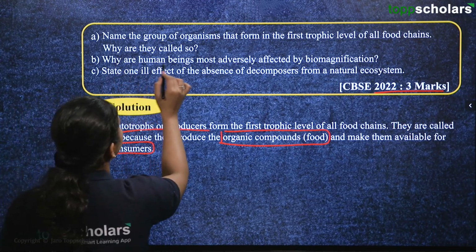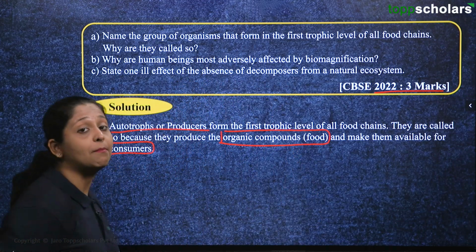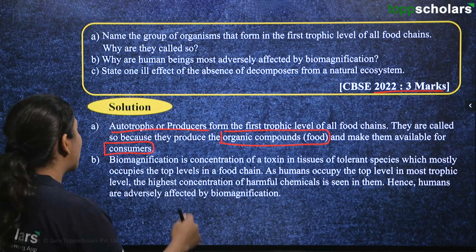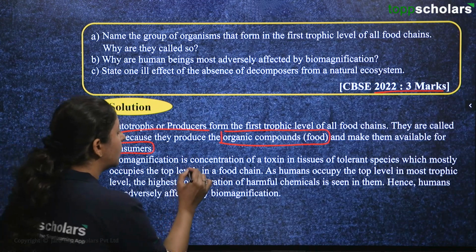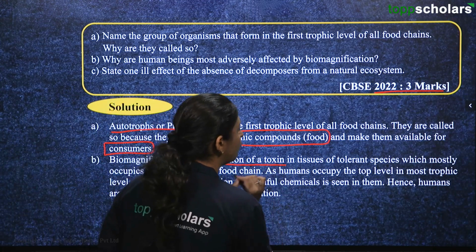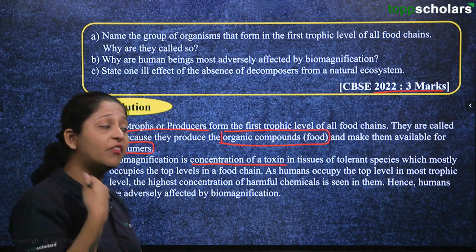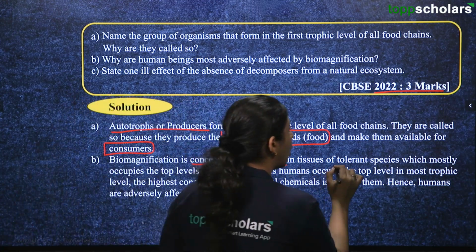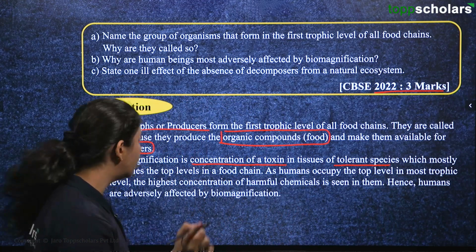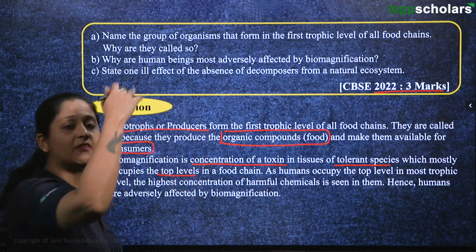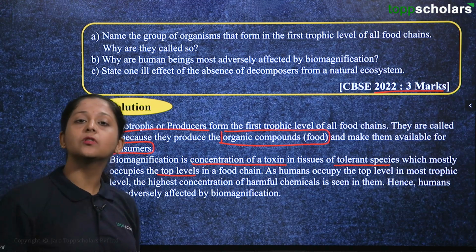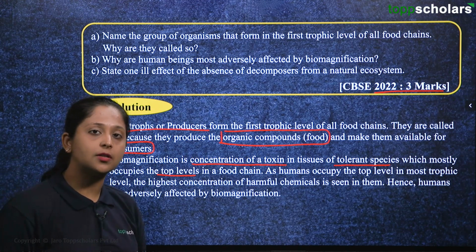Second is, why are human beings most adversely affected by biomagnification? Biomagnification is what? Here we are just increasing the concentration of toxin. The toxin is getting accumulated into the tissues of tolerant species, which mostly occupy the top levels. Humans are present as apex consumers. We are the top level consumers here, right?